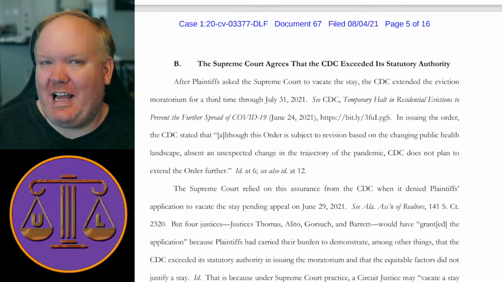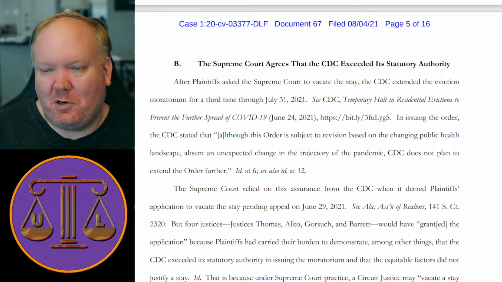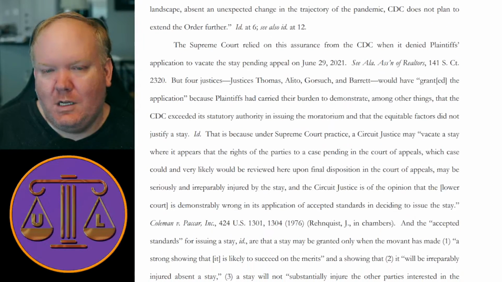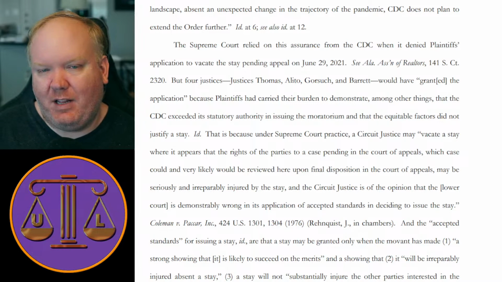There is a change in facts. After plaintiffs asked the Supreme Court to vacate the stay, the CDC extended the eviction moratorium for a third time. In issuing the order, the CDC stated, although the order is subject to revision based on changing health, albeit unexpected change, the CDC does not plan to extend the order further. That might have been a lie. The Supreme Court relied on this assurance from the CDC when it denied plaintiffs' application.